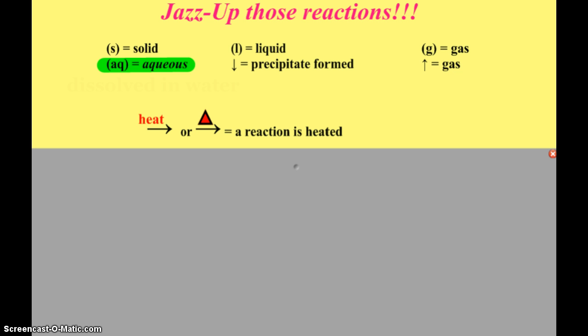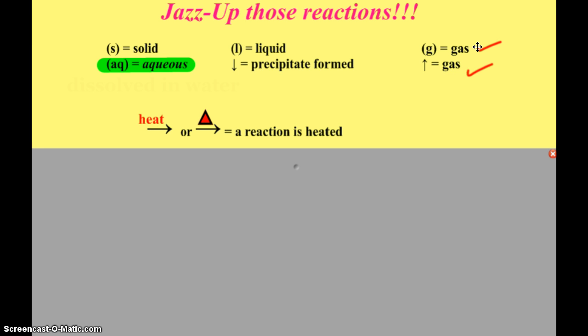If there's a little S in parentheses next to a species in the reaction, then that species is a solid. If there's a little L, then it would be liquid. If there's a little G, then it would be gas. With gas, we could see the little g, but we might also see an arrow pointing upwards, which is another way that we symbolize a gaseous substance in a reaction.